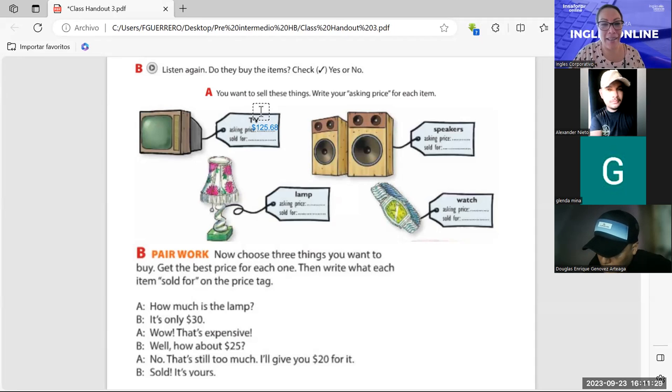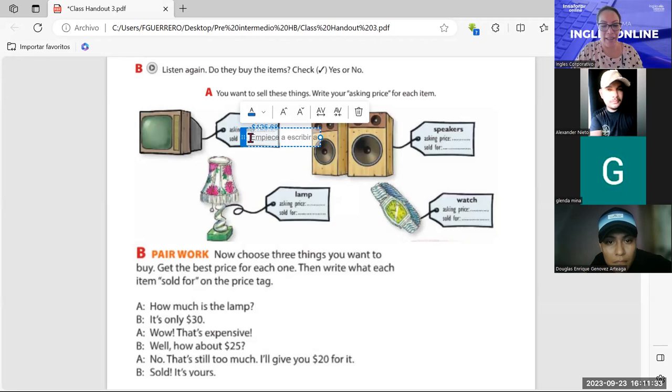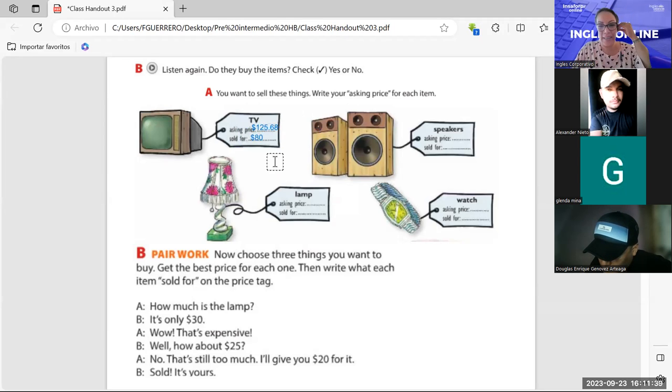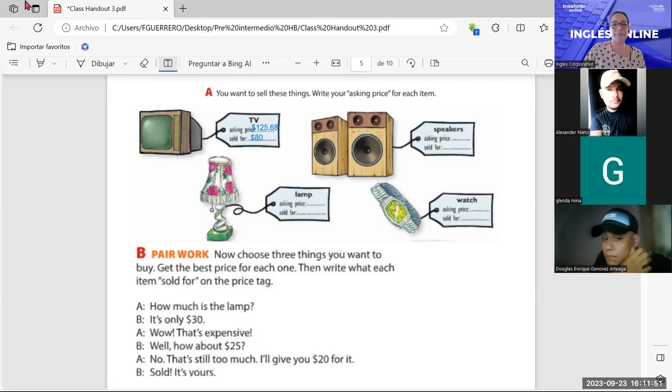Okay. Entonces aquí le pongo que lo vendí en 80. Okay, sold for 80. Eso lo pueden hacer o lo pueden dejar así, no importa. But yes, that is the idea of the exercise. Thank you, Alexander. Era para mostrarles cómo lo vienen a hacer. Now, let's continue with Glenda and Douglas.